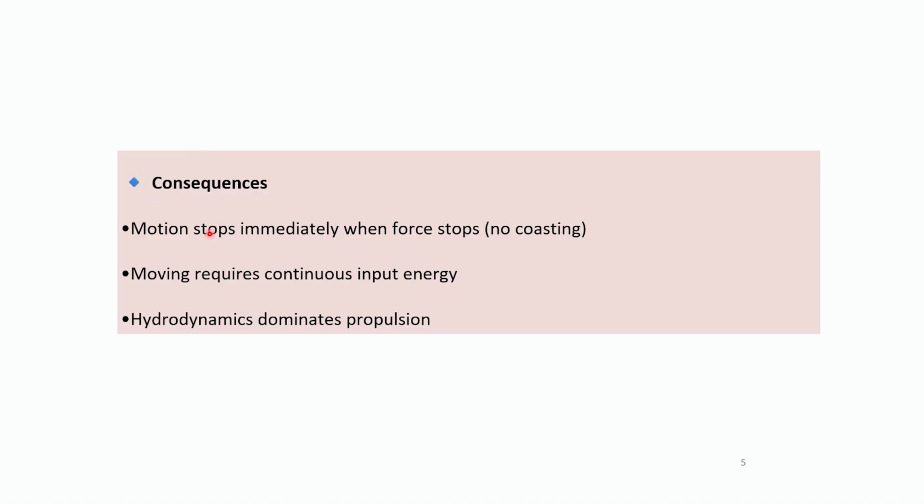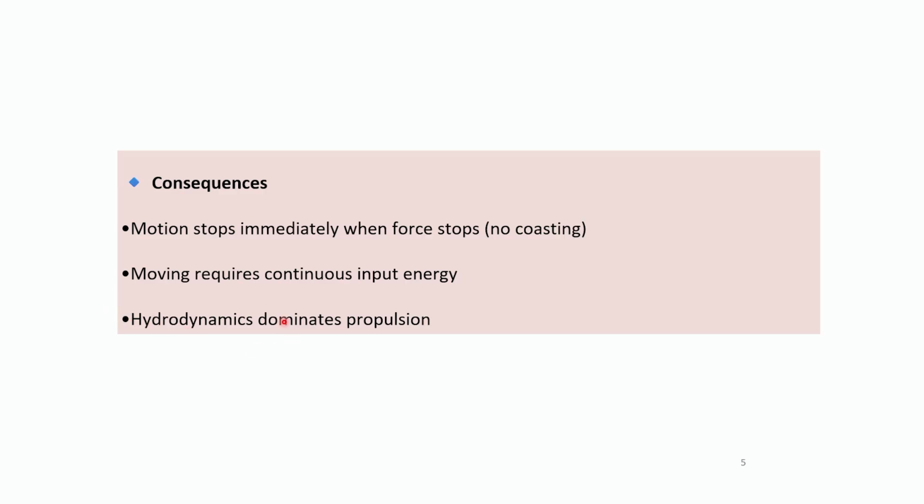What are the consequences? That motion will stop immediately when the force stops. Okay, so as long as you're providing a force your bot is moving, but motion will stop automatically as the force stops over it, because the drag is going to pull it back again. Then moving requires continuous input energy, because the size is very small, so it has no inertia of motion. So the movement will require continuous input of energy. You need to put some energy in it for that entity to move.